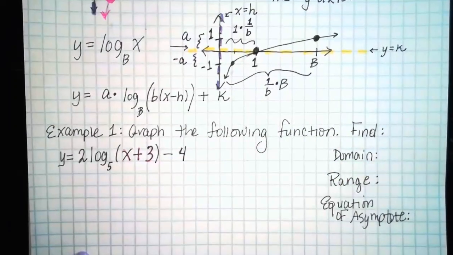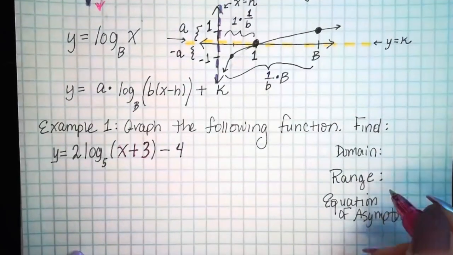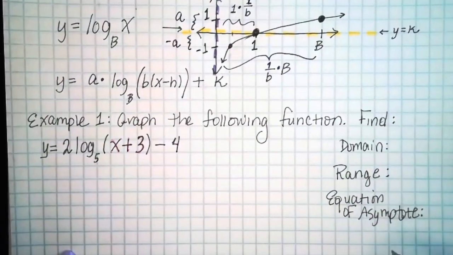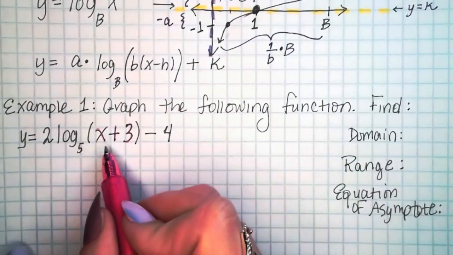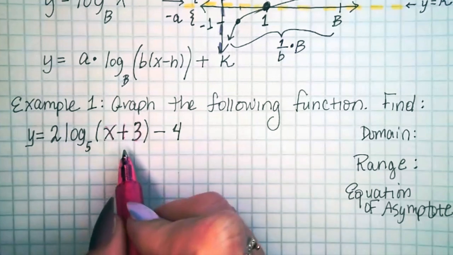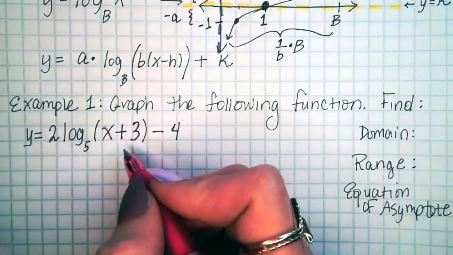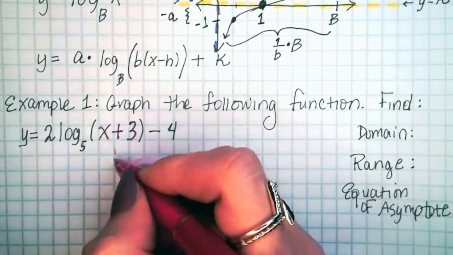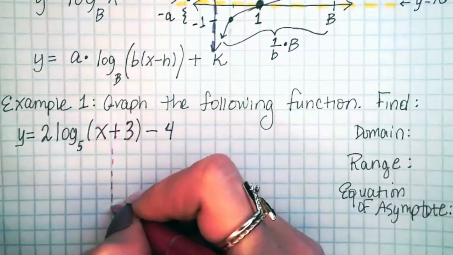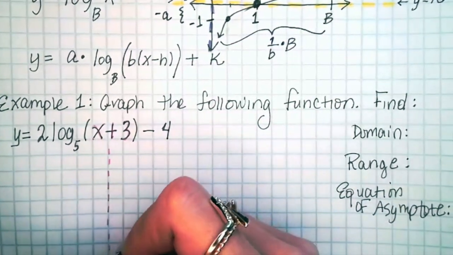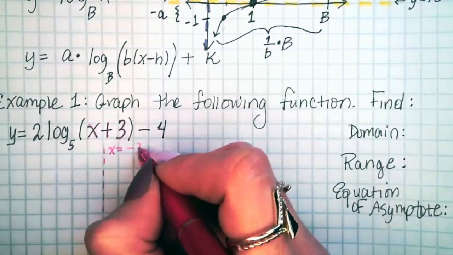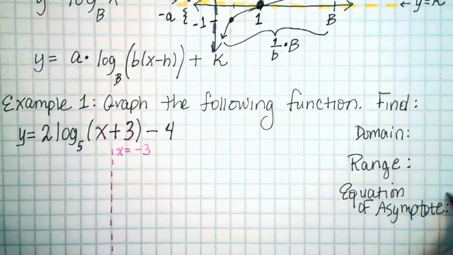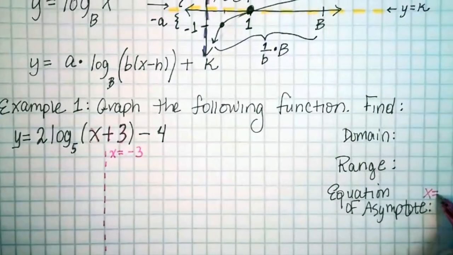Here we're asked to graph the following function. Then we need to find the domain, range, and the equation of the asymptote. I'm going to start off by analyzing the x plus 3. X plus 3 tells me that my graph is going to move 3 units to the left. That's going to be the equation of my vertical asymptote. So the equation of the vertical asymptote is x equals -3. I can go ahead and write that over here already.